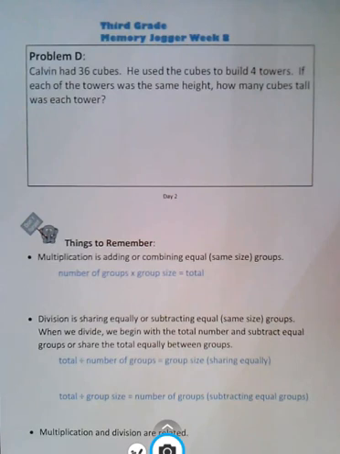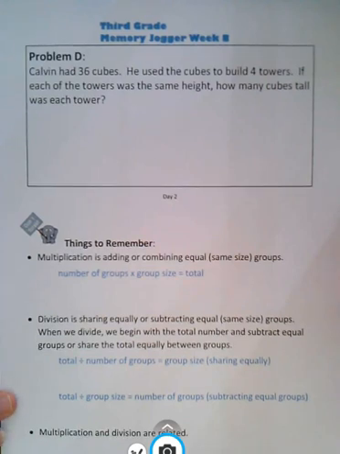We have a few things to remember. Multiplication is adding or combining equal or same size groups. Division is sharing equally or subtracting equal or same size groups. When we divide, we begin with the total number and subtract equal groups or share the total equally between groups.